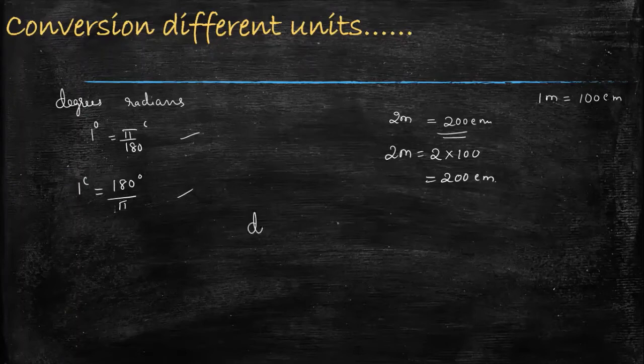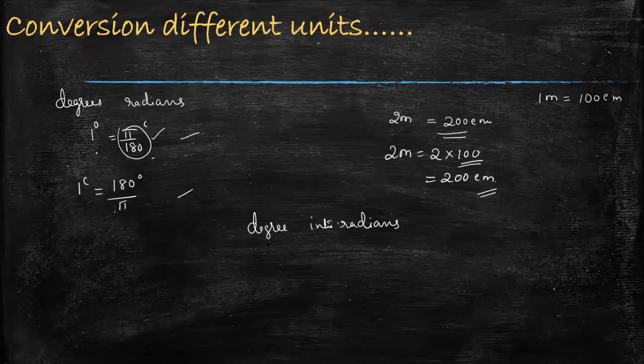Similarly, to convert degree into radians, we know that 1 degree is equal to this many radians. So we just have to multiply. Previously in the example, you knew 1 meter is equal to 100 centimeters, so you multiplied the length given in meter with 100 to convert it into centimeter. Same way we know that 1 degree is equal to this many radians. So to convert degree into radians, we'll have to multiply by this factor.